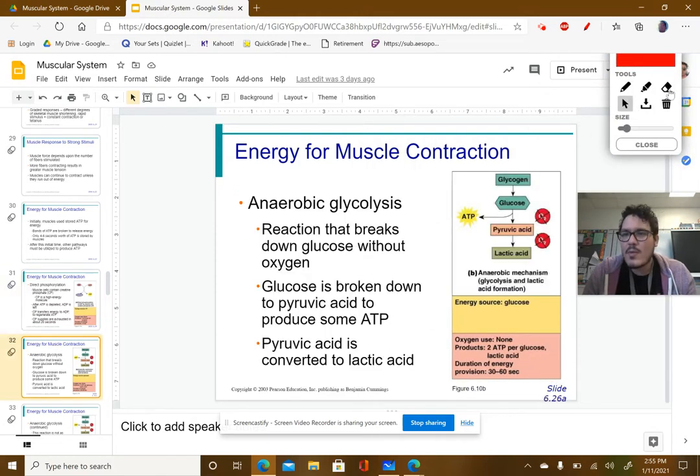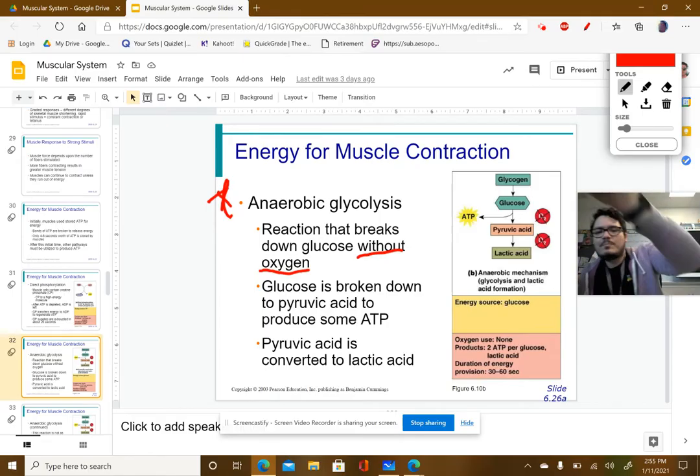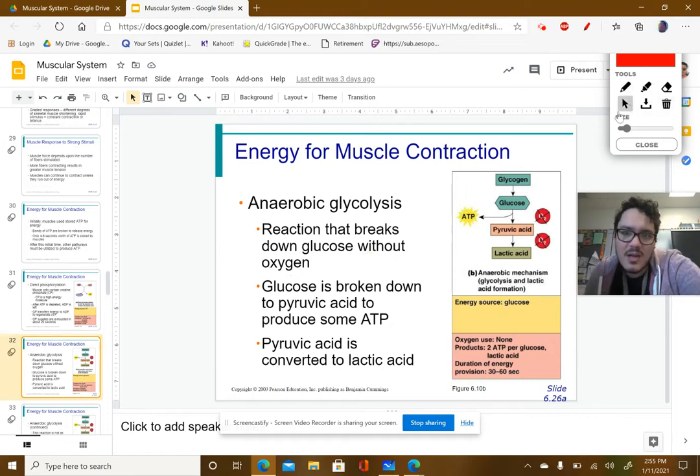Well, there are. We have another method called anaerobic glycolysis. Anaerobic glycolysis is a reaction that breaks down glucose without oxygen. That's the key word here. You don't need oxygen for this to happen. Glucose is broken down to pyruvic acid to produce ATP. Think of pyruvic acid like a cousin of your glucose. So they're related, right? Inevitably, the pyruvic acid will then break further down into lactic acid, which is when things can get a little bit problematic. So let's talk about that.